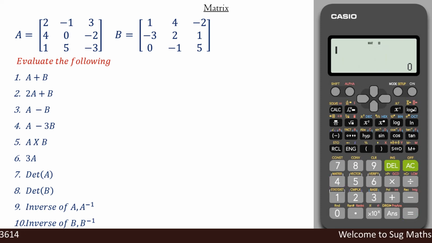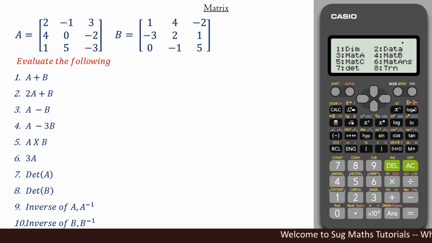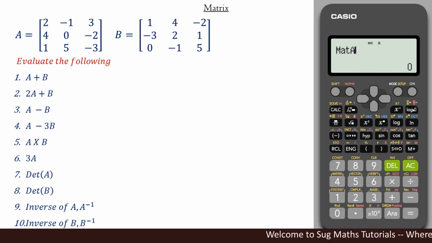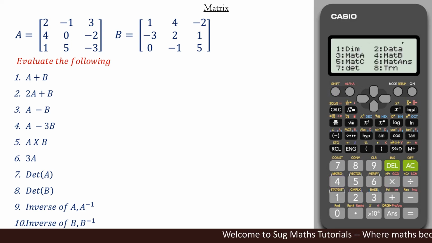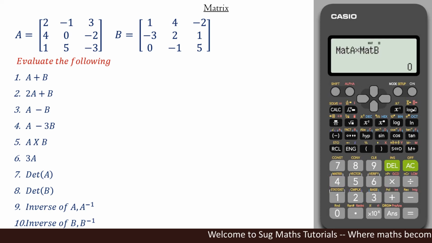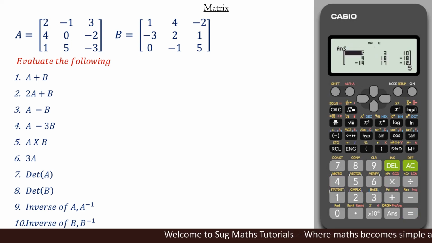We can also find the multiplication. We just finished addition and subtraction. Let's talk about the multiplication. So here we'll say shift matrix. We have 3, which is matrix A. Then I'll say times. Then go back and say shift matrix. I'll select 4, which is matrix B. Here we have matrix A times matrix B. Are we together? Yes. Now here we multiply it. So this is the answer for matrix A times matrix B.